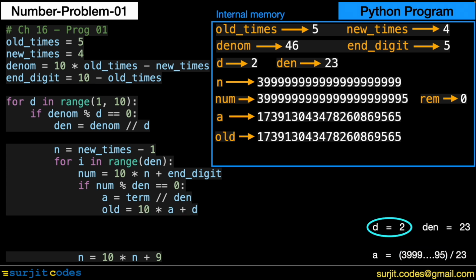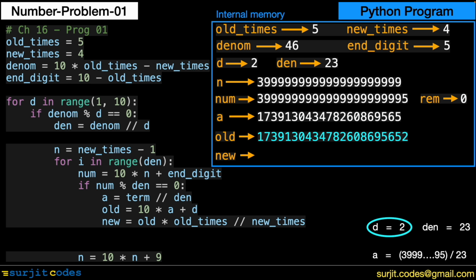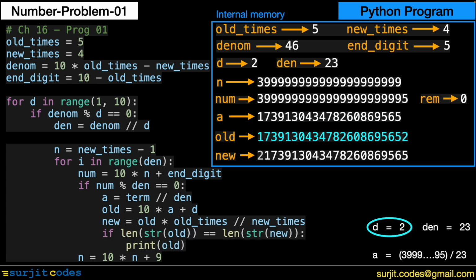In order to find the solution to the problem, we append the digit d at the end of a. To verify it, we multiply the solution by 5 by 4 and get the new number in which the digit at the units place of the old number is shifted to the beginning of the new number. Sometimes the first digit of a turns out to be 0, in which case the length of the old and new numbers is different. We have to discard such solutions.